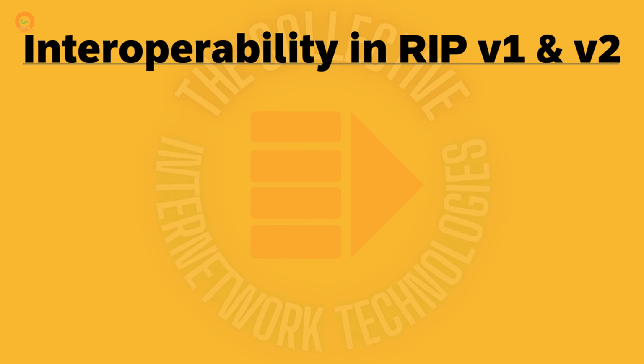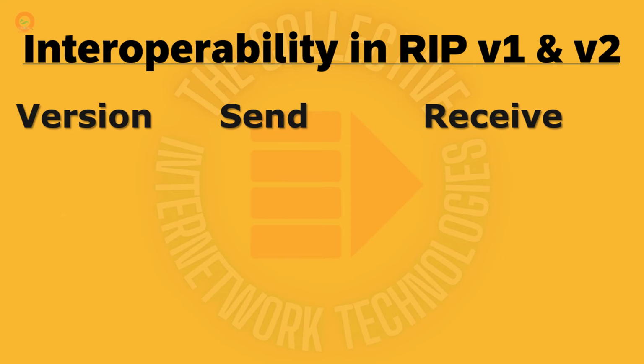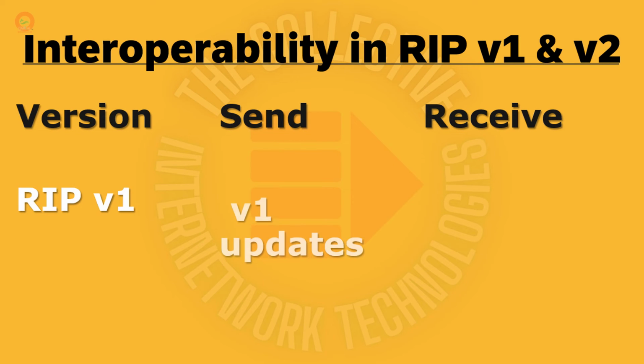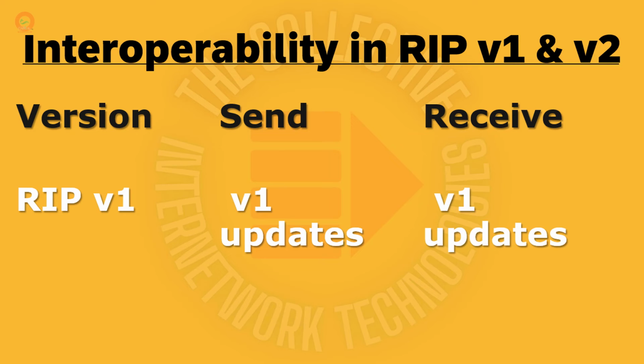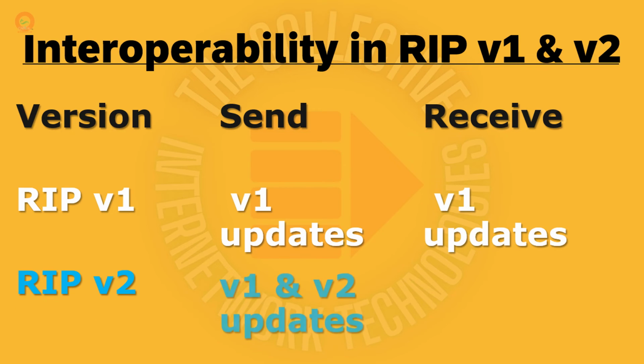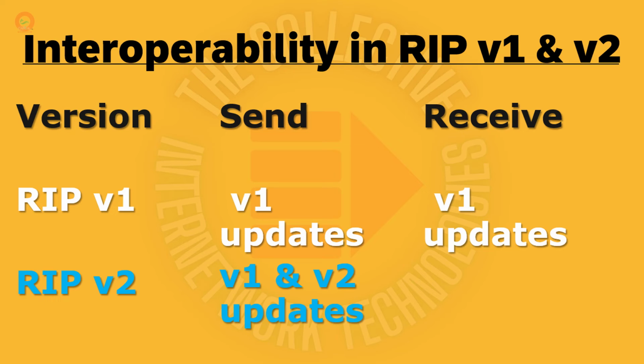As a matter of interoperability between RIP version 1 and RIP version 2, RIP version 1 sends only version 1 updates and receives only version 1 updates, whereas RIP version 2 sends version 1 updates and version 2 updates, but it only receives version 2 updates.